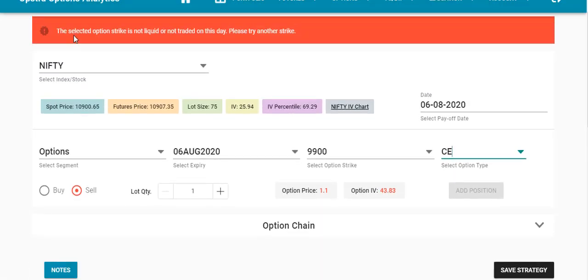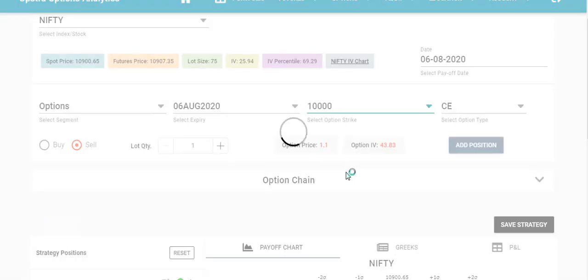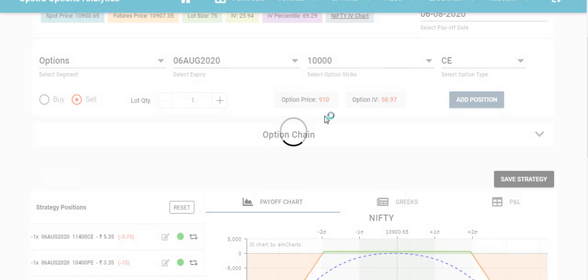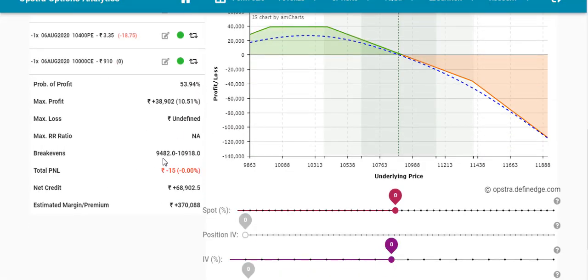So guys, there is one error. This selected option price is not liquid, so we will select 10,000 instead. Yeah. So now we need to sell the deep in the money call for the downside adjustment. Here you can see our break even to the downside has decreased to 9,500.